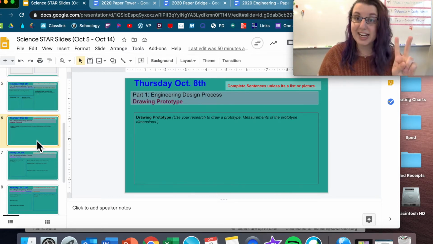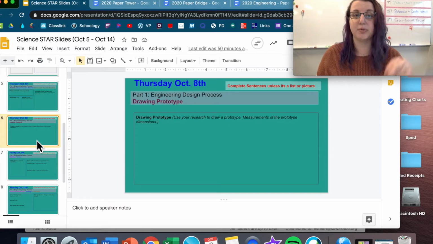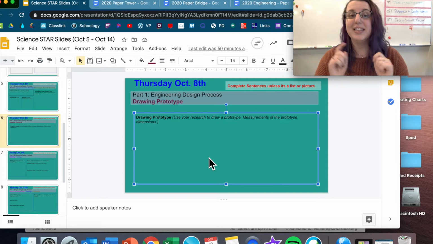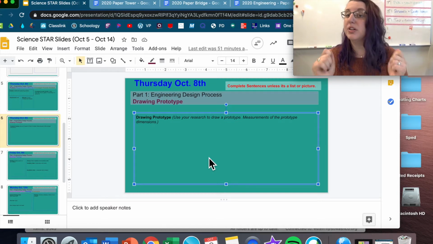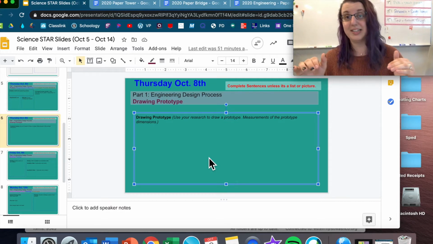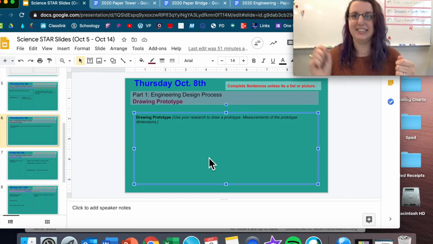Then on your second Thursday slide, which was a surprise, we have drawing your prototype. So again, you have to sketch out your prototype, add your details, add measurements if you know them. This prototype should look nice. You should be able to hand this to a sibling or a friend, and they should be able to build your prototype based off of your drawing. Please make this nice. Get some details, get some measurements. If you are like me and you don't have great artistic abilities, then just add lots of written details to it.